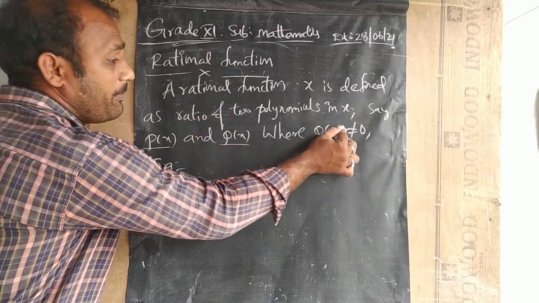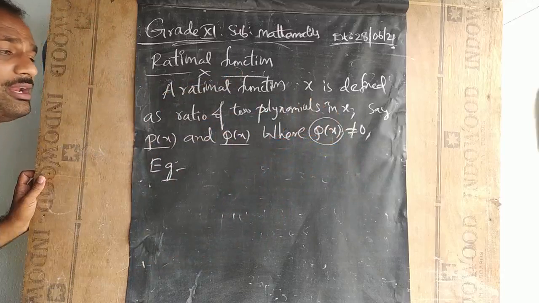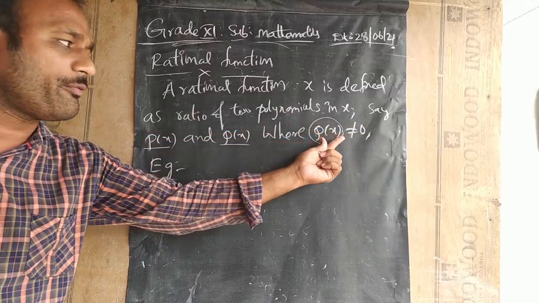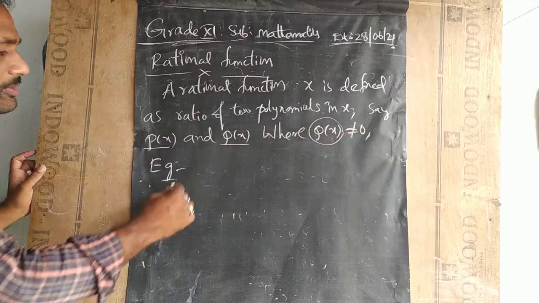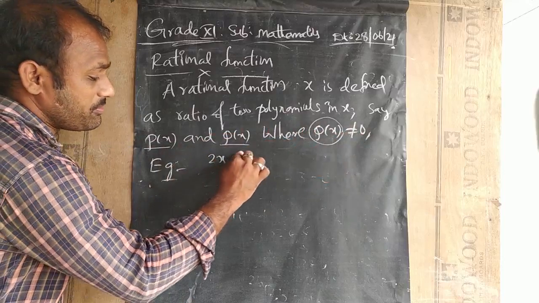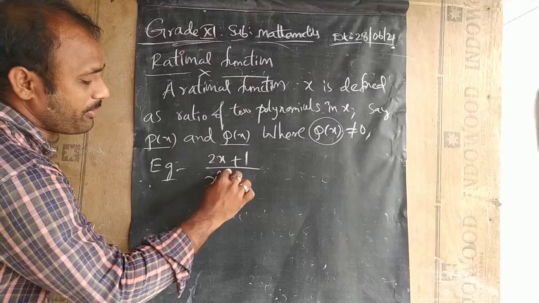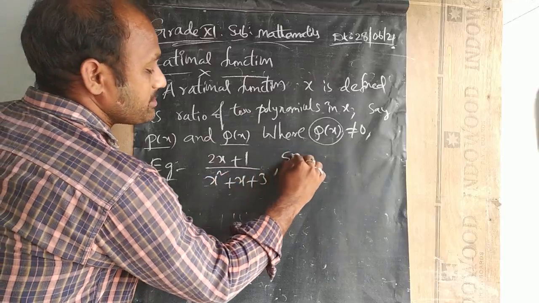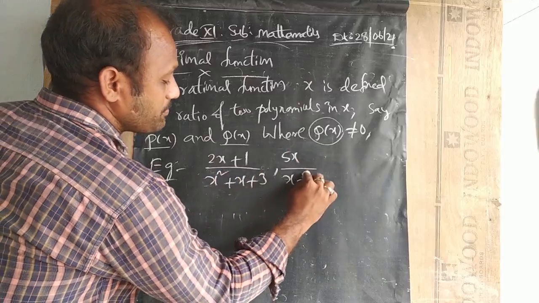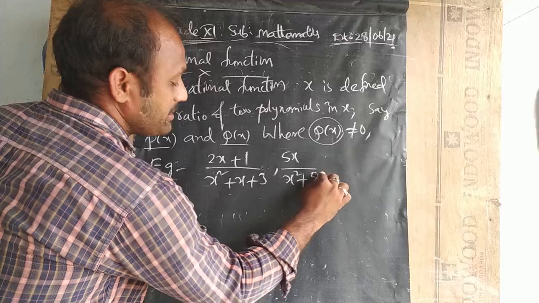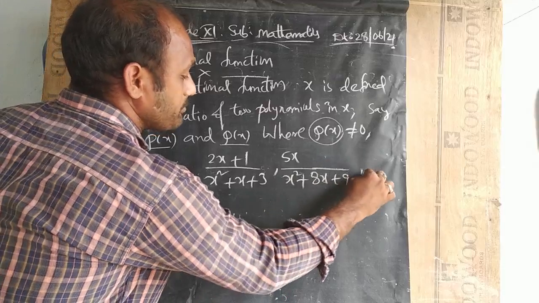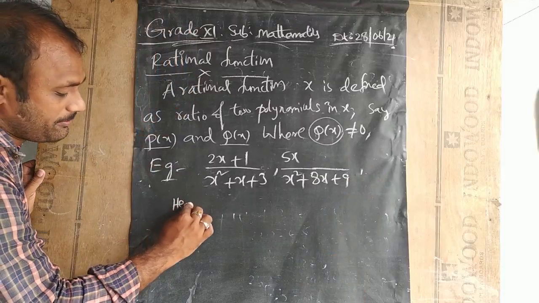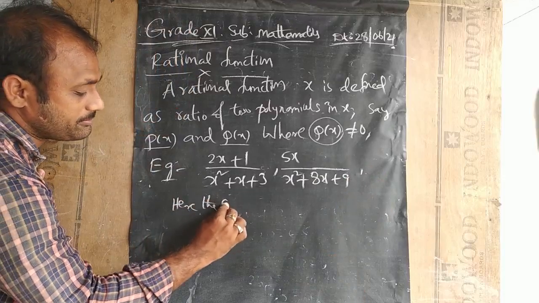As we have already learned with rational numbers, the denominator should not be equal to 0. So here also the q of x function should not be equal to 0. So what can be the examples? We can take 2x plus 1 by x square plus x plus 3, 5x by x square plus 8x plus 9, and so on.